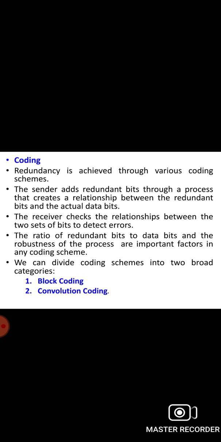Now let's see the general idea of coding. We can divide the coding scheme into 2 broad categories called block coding and convolutional coding. And now let us see block coding in detail.